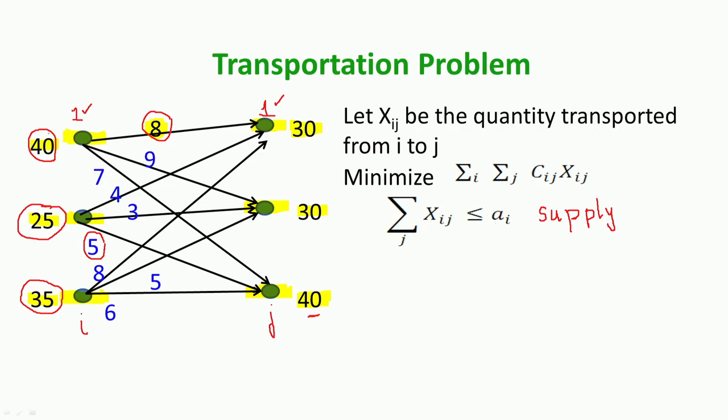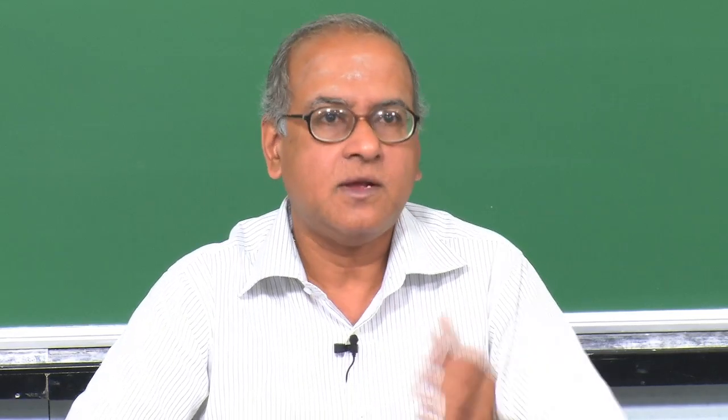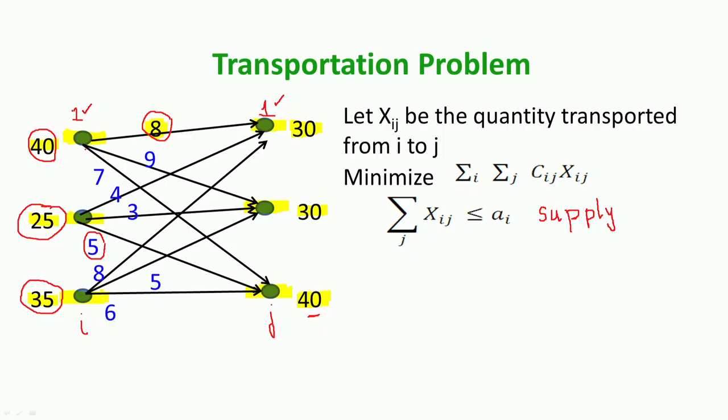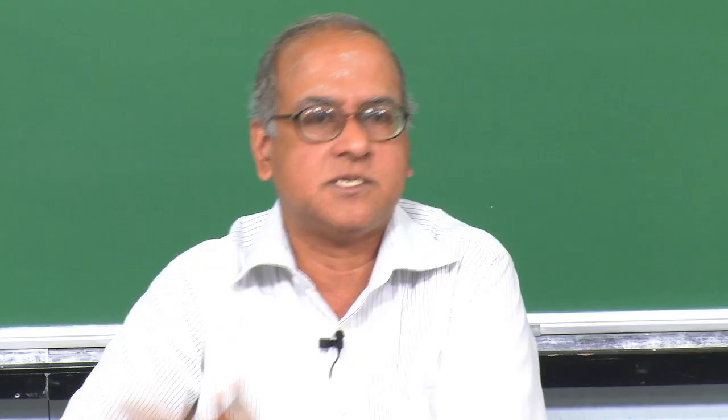Suppose I take the first supply point which has 40. From this supply point I am transporting something to this, something to this, something to this. I may transport, I may not transport. But whatever is available in this 40 only can be transported.